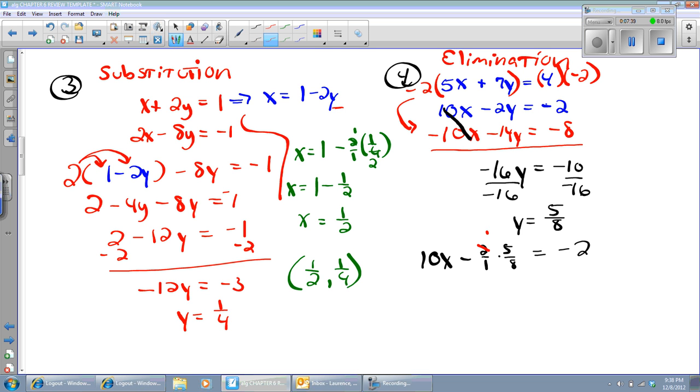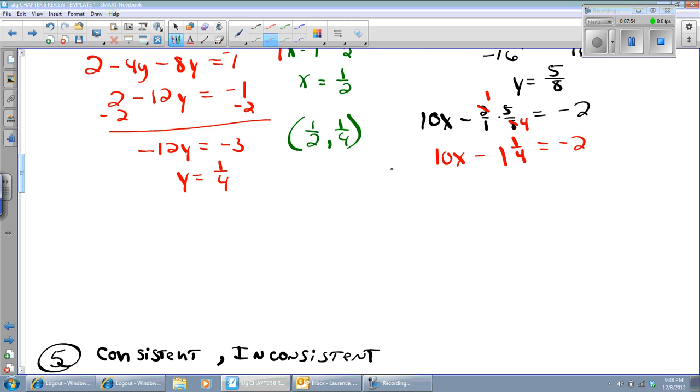And I'm going to simplify. And so I'm going to have 10x minus 5/4. But I'm going to think about it as 1 and 1/4 equals negative 2. Now I'm going to add 1 and 1/4 to both sides, right?